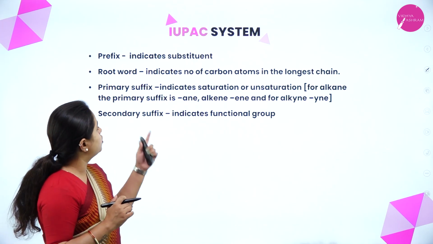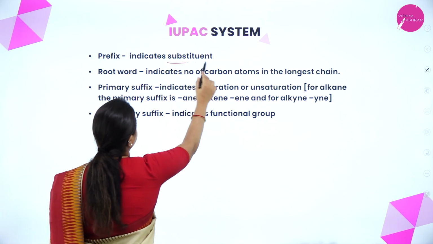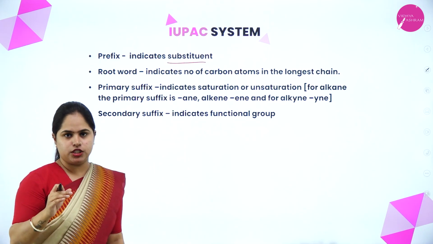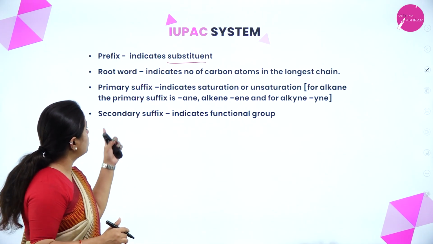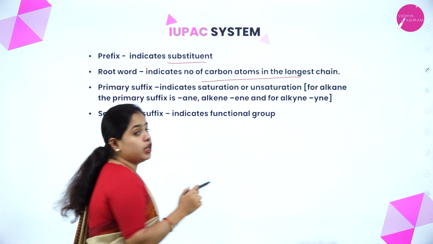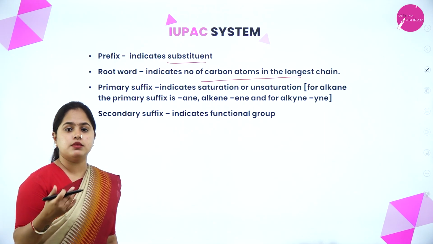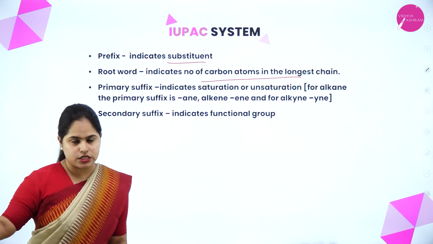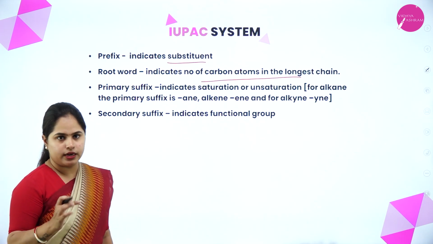Now moving on to the prefix. Prefix indicates the substituent. Prefix is written before the name of the parent chain, and it indicates the substituent group. Now the root word indicates the number of carbon atoms in the longest chain. In the longest chain, how many carbon atoms are present? Based on that, the root word will be written.